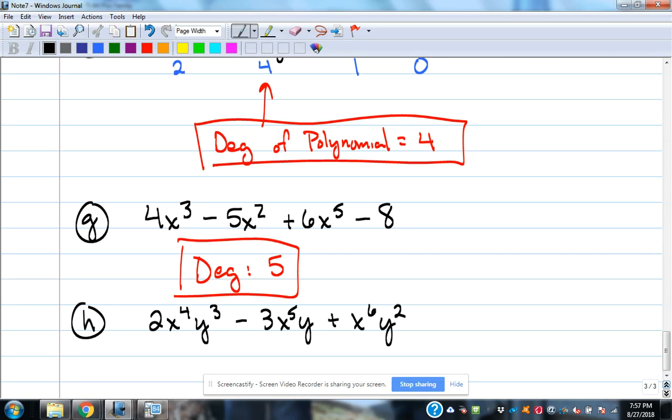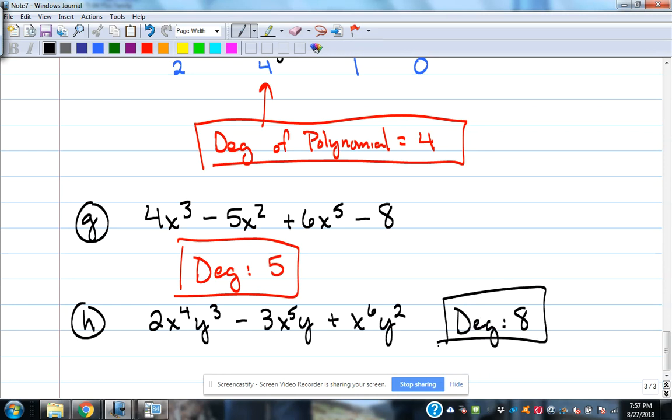What's the degree of this term? 7. What's the degree of this term? 6. So 7 so far. What's the degree of this term? What's the degree of the polynomial? 8. Easy thing.